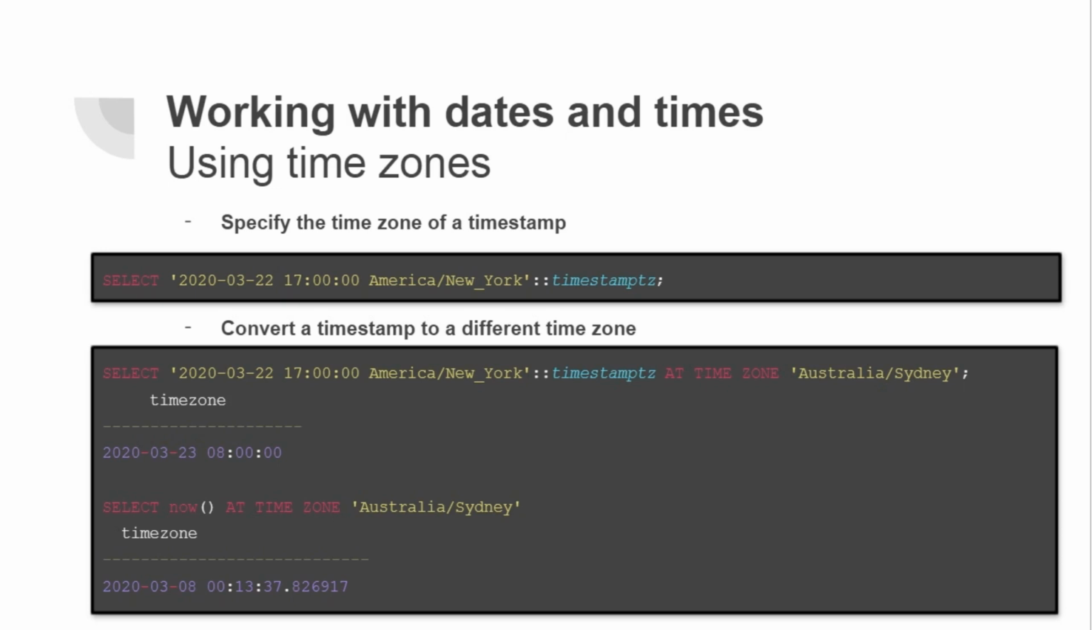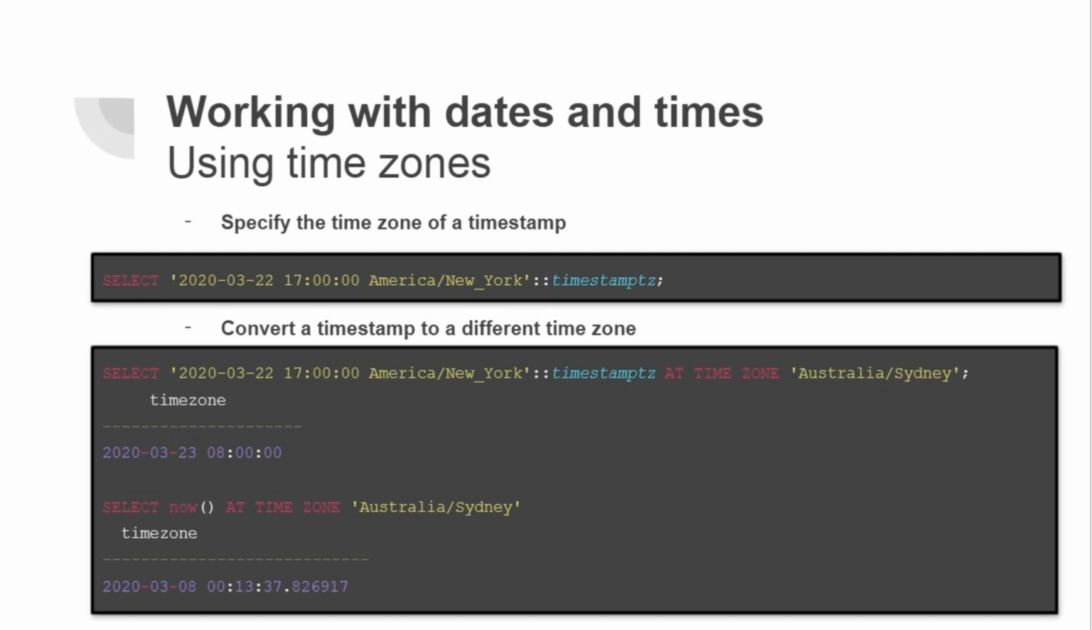Another way to work with time zone is to cast one timestamp with a time zone to another time zone. So for example, the 22nd of March 2020 in American New York time converted to Sydney time. You can see that the time is now different. It's not 5, it's 8. You can see that with an expression below. You can take the now at time zone, Australia, Sydney. Okay, so these are just some of the ways to work with time zones.